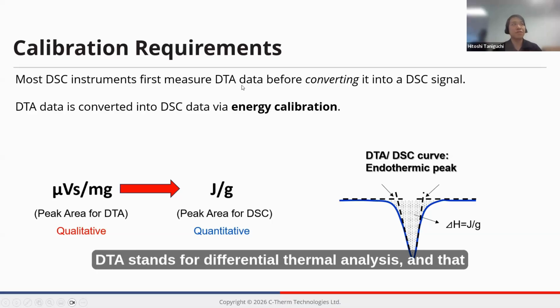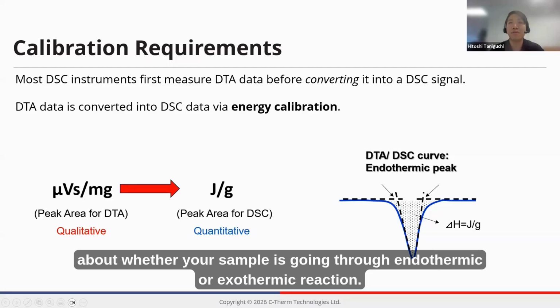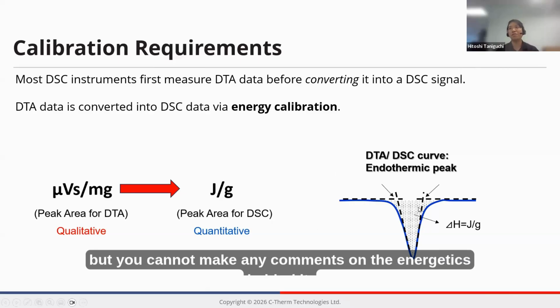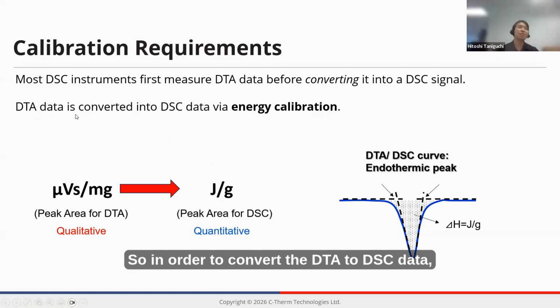DTA stands for differential thermal analysis, and that really only tells you whether your sample is going through an endothermic or exothermic reaction. So you get the shape of the peak that looks like DSC, but you cannot make any comments on the energetics behind it. In other words, you cannot get the heat of reaction from a DTA signal. So in order to convert the DTA to DSC data, you perform something called energy calibration, which some STA models require to be performed after the fact, after the measurement.